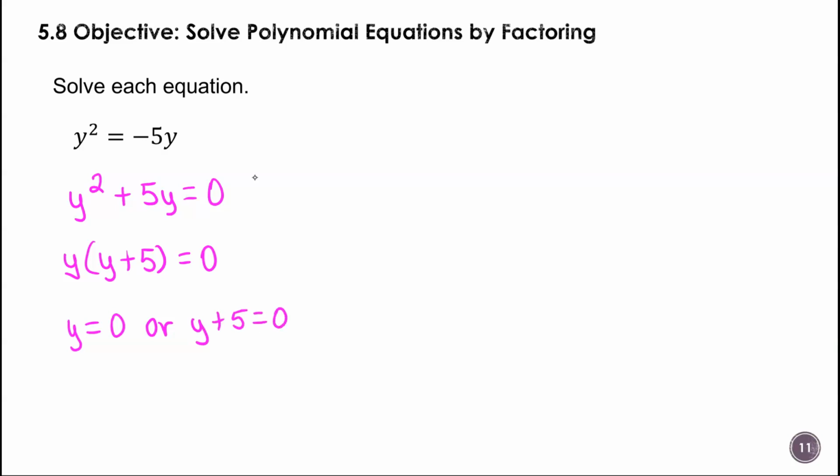And then solve. Well, the first one's already solved, right? That's all we have to do. So my solutions are 0, and then subtract 5 to solve the second equation, and that's negative 5. Okay, and that's it for that one.